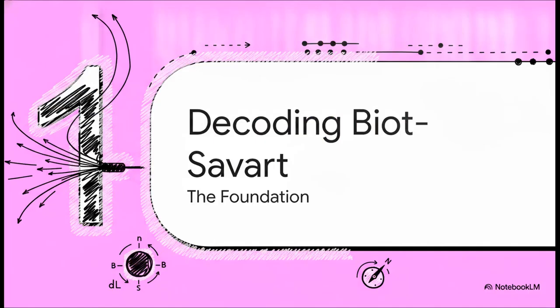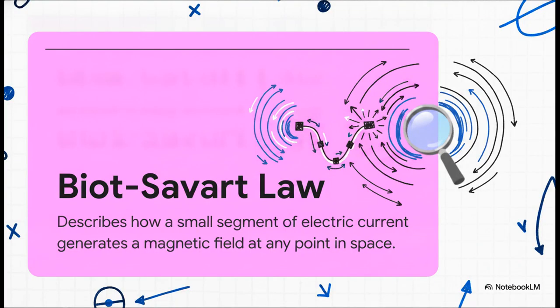Section 1. Decoding the Biot-Savart Law. So the Biot-Savart Law describes how a small segment of electric current generates a magnetic field at any point in space. And what's really interesting here is the specific emphasis on a small segment. You see, this law is the ultimate tool for mapping out magnetic fields point by precise point. It doesn't just try to tackle the whole wire all at once. That would be way too messy. Instead, it systematically breaks the problem down into manageable, calculable pieces.